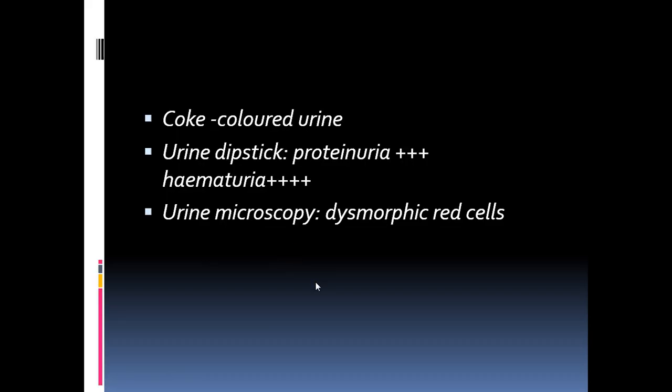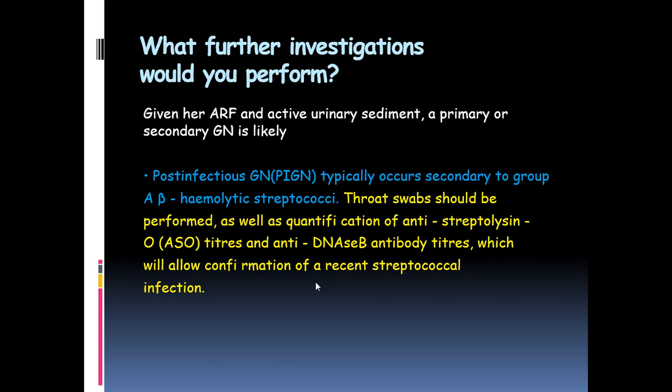So as we can appreciate, the urine reporting turned out to be a heavy proteinuria. She was having heavy hematuria, and the dysmorphic RBCs, which were characterizing the glomerular involvement. Because in any case in which we get dysmorphic RBCs, the hematuria is considered to be of glomerular origin. So what further investigation would you like to perform?